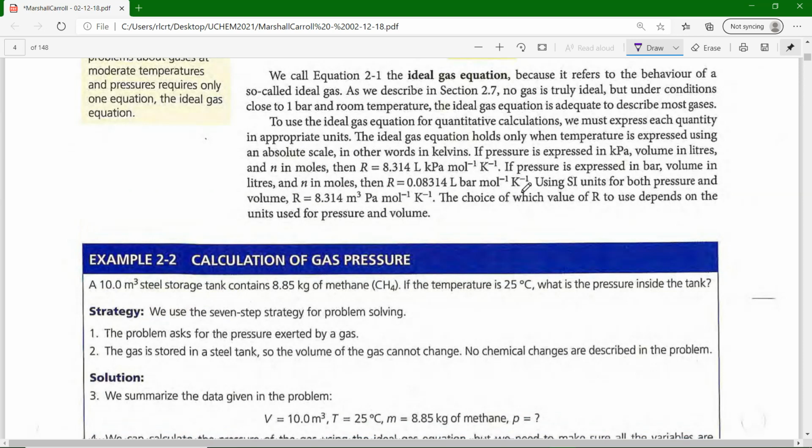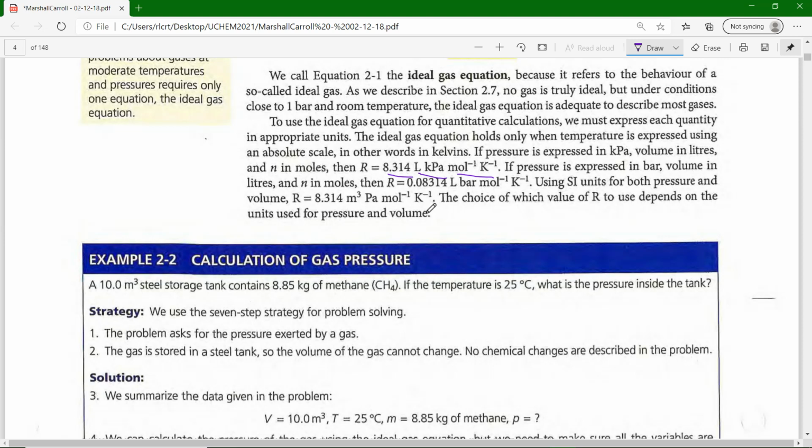If you're going to express pressure in kilopascals, volume in liters, and n in moles, then R is 8.314 liter kilopascals per mole per Kelvin. If instead you're going to use bar, volume in liters, and n in moles, R is 0.08314 liter bar per mole per Kelvin. If we use SI units for both pressure and volume, then it's 8.314 cubic meter pascals per mole per Kelvin.